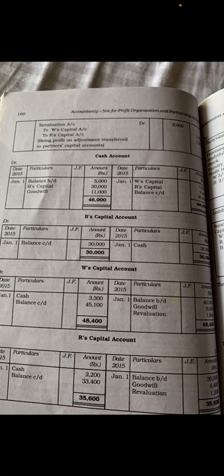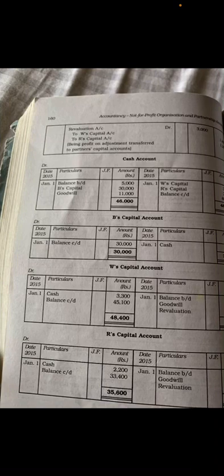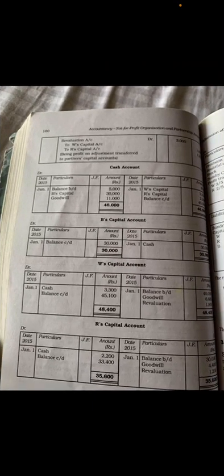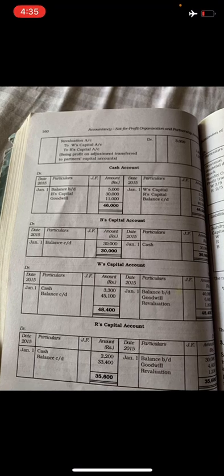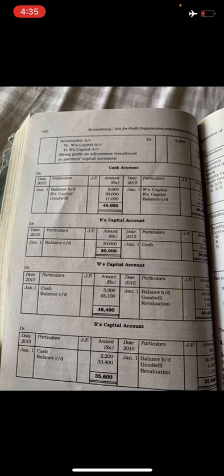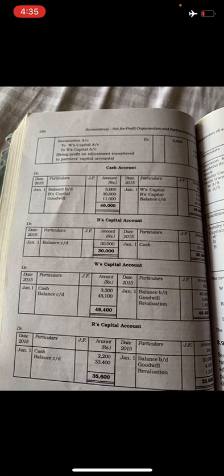Then you don't have general reserve in the sum, you just have revaluation account. So revaluation profit also has to be entered. So revaluation account debited to W's capital account. I want you to do the other capital accounts, B's capital account by yourself, and even R's capital account. This is a normal sum. Here you don't have to adjust the capital of the firm according to the new profit sharing ratio. So this is the normal sum which you can do by yourself.